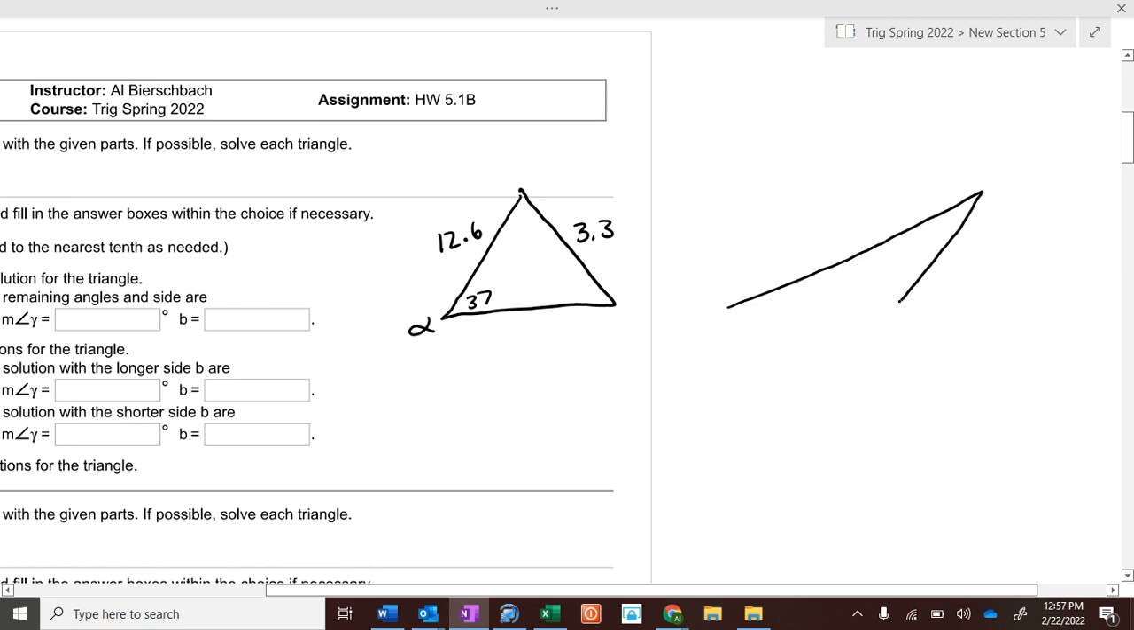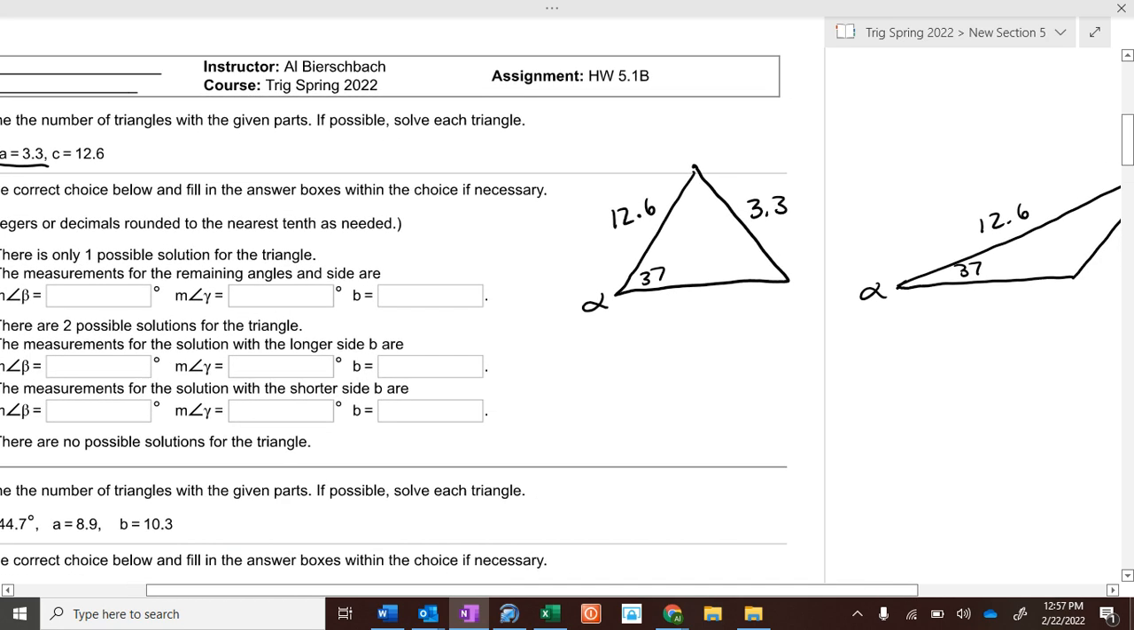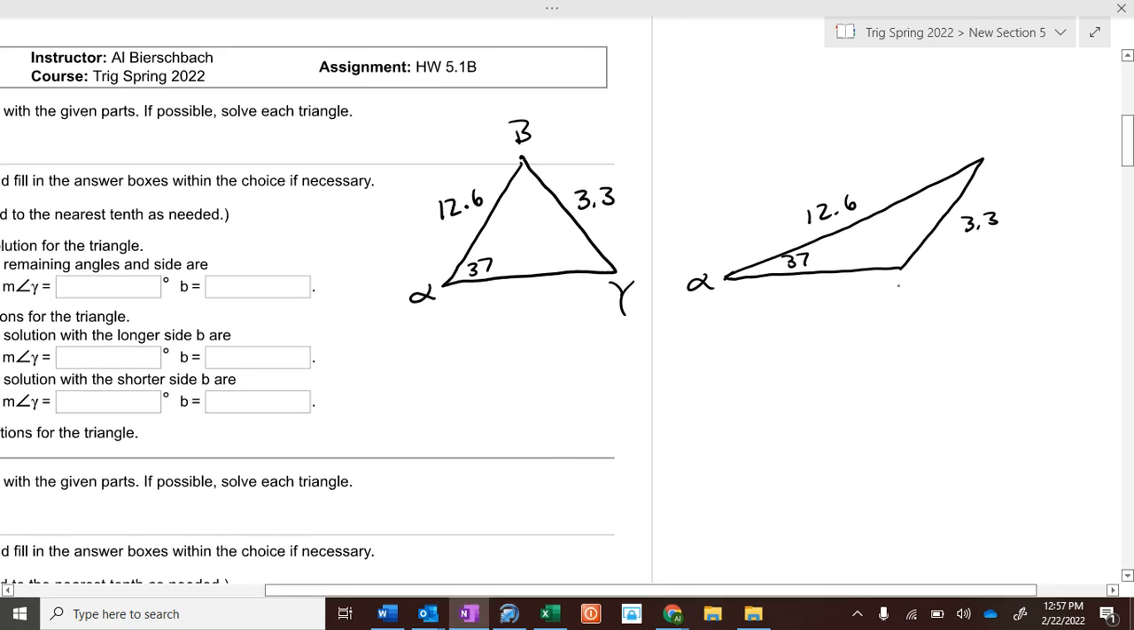And we're going to draw another triangle with 12.6, 3.3, and 37, alpha. Now, it says C is 12.6, so this is gamma and this is beta. Gamma and beta. Okay? So those are our two instances of the triangles. Now, we're going to do law of sines to this one. Just fairly normal. Sine of 37 over its opposite side, 3.3, equals the sine of gamma over 12.6.